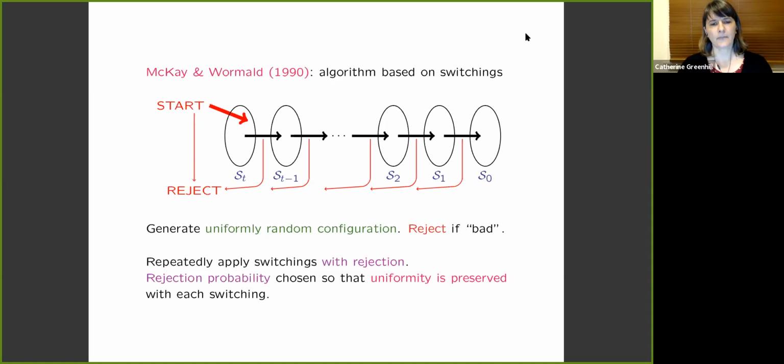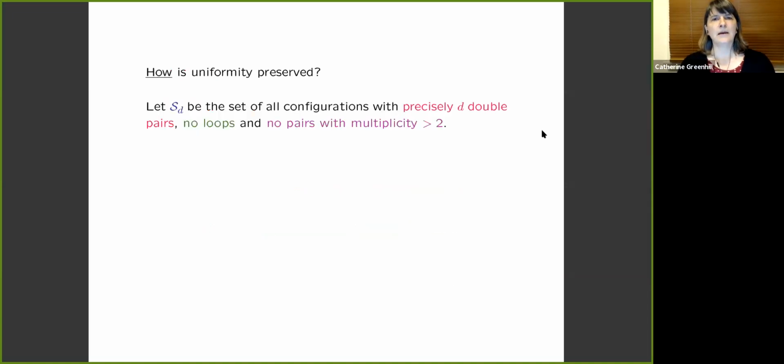No? Okay, so if you can get this working with the rejection probability, then in the end, you'll have a uniformly random configuration with no defects, a simple configuration, and the corresponding graph will also be uniformly random. So I want to tell you how we preserve the uniformity. How do we choose the rejection probability? And let's just focus on the switching that removes the double pairs. That's the most important one, actually.